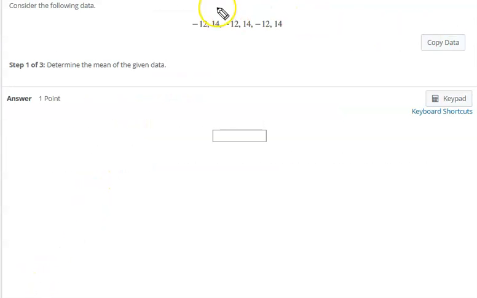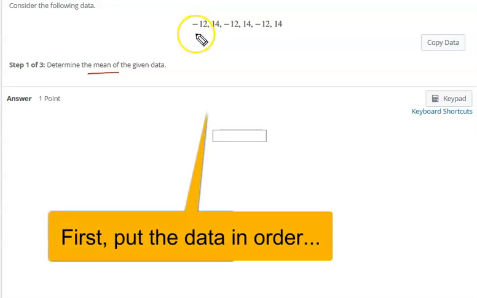Now for item 5 here, we have this data, 1, 2, 3, 4, 5, 6, and we're asked to determine the mean. Well, the mean is the average. So one of the things, and there's going to be a number of steps for this, is to put your data in order. So we have a negative 12, a negative 12.